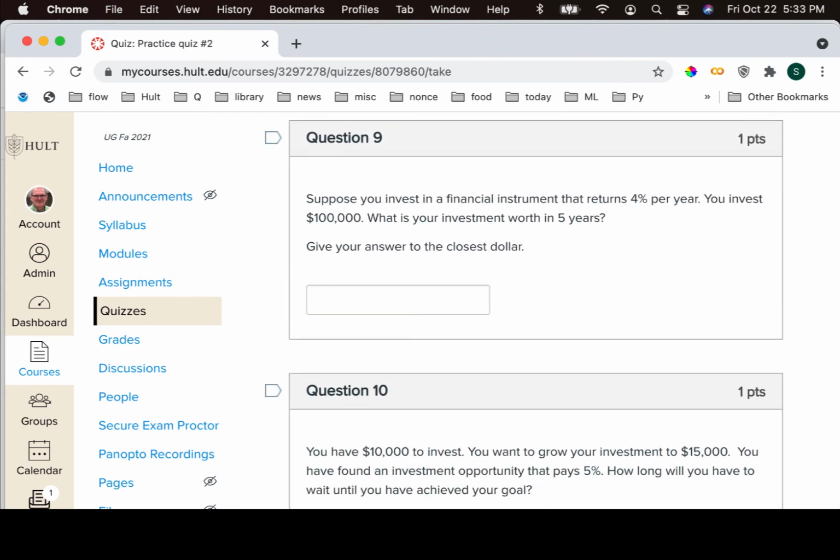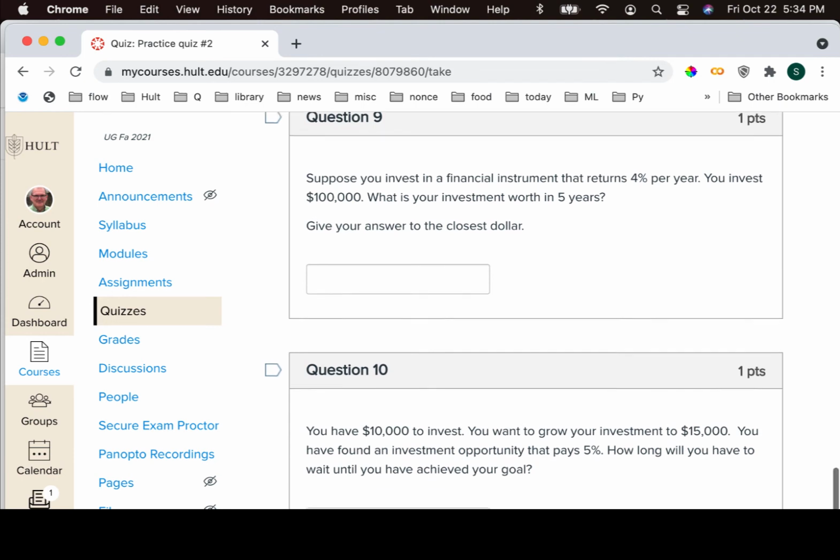Question 9 is a question about an investment with a 4% return per year, and you invest $100,000. What's your investment worth in 5 years? This one's pretty simple.